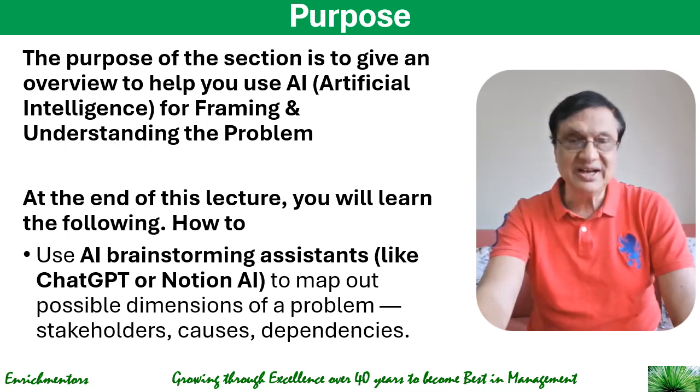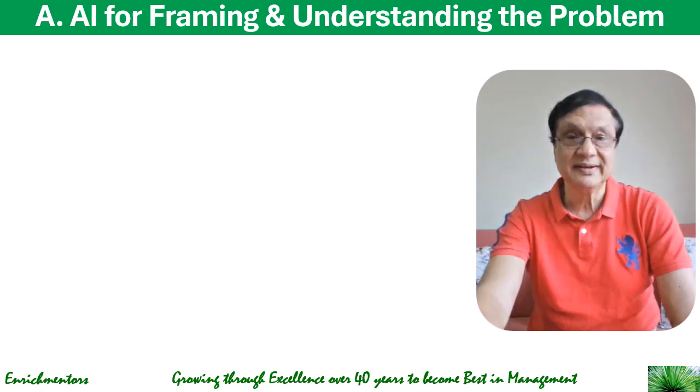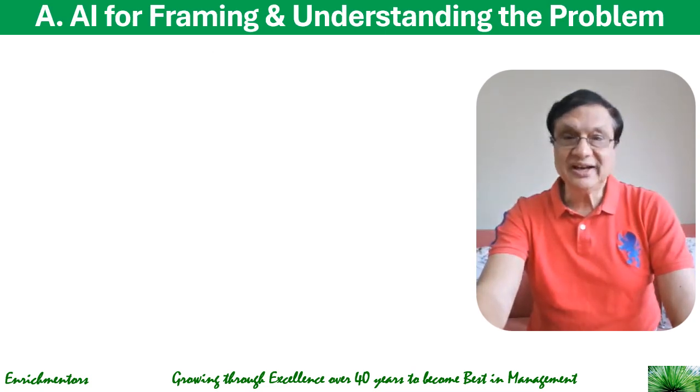In this lecture, we will take a look at how you can use AI brainstorming assistants like ChatGPT or Notion AI to map out possible dimensions of the problem, like stakeholders, dependency, causes, etc. So let's take a look at how to use AI for framing and understanding the problem.